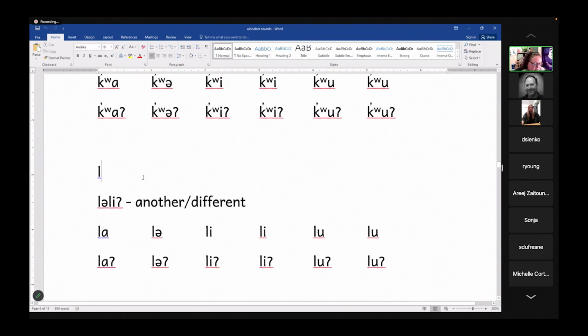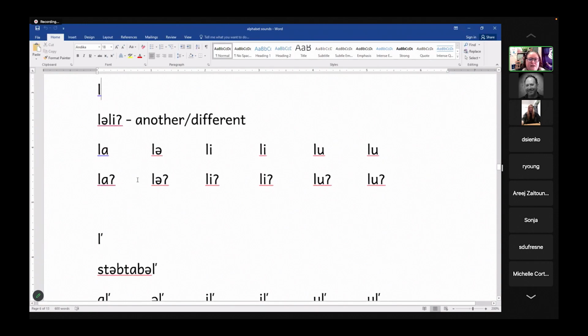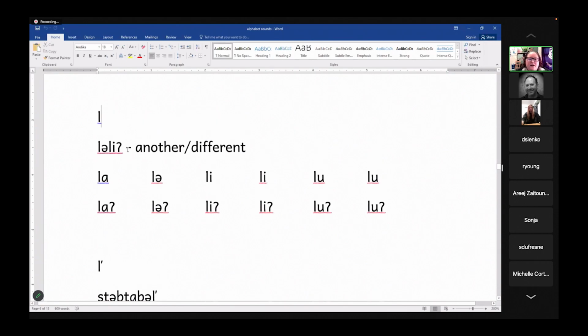We have an L in Lushootseed. It makes the same sound as it does in English. The old sound, lully, lully.